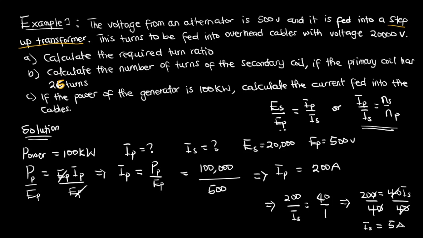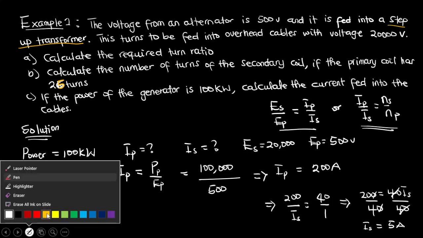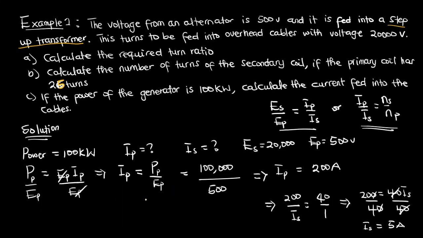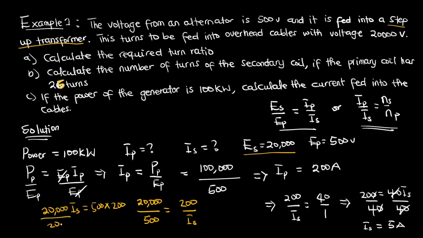Or we can also use this side. So let me use a different color to show that one. So our ES is 20,000, which is this guy, over our E primary, which is 500. And that is equal to our IP, which we found is 200 over our IS. So if we cross multiply, we realize that we will have 20,000 IS is equal to 500 multiplied by 200. So we can divide both sides by 20,000.